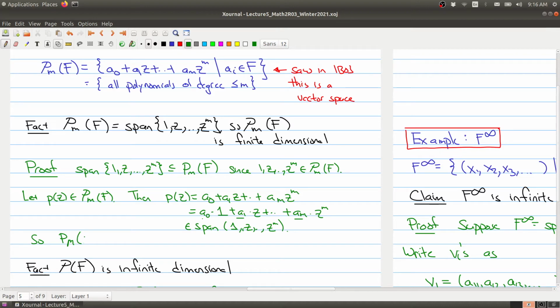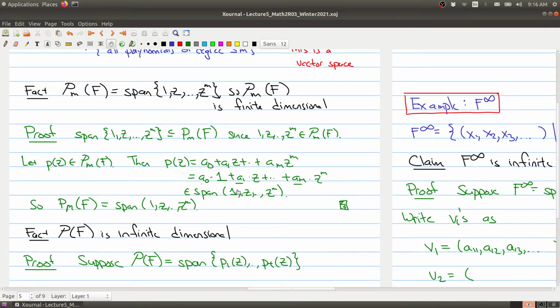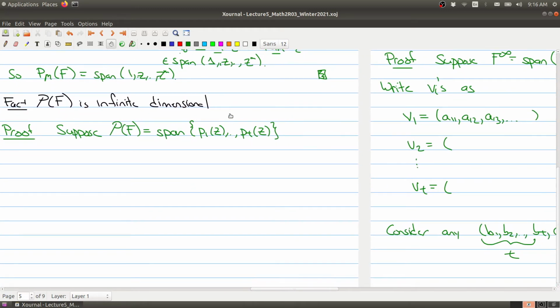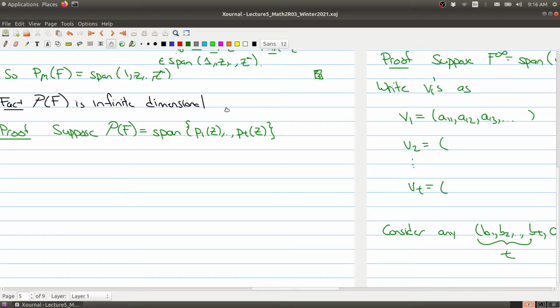So the set of polynomials of degree less than or equal to m is equal to the span of 1, z, up to z^m. And this is something, again, that you would have seen in Math 1B03, but we're just reinforcing that here. The new thing, which we didn't really talk about too much in Math 1B03, is the set of all polynomials. And one of the nice interesting things is it gives us one of our first examples of an infinite dimensional vector space.